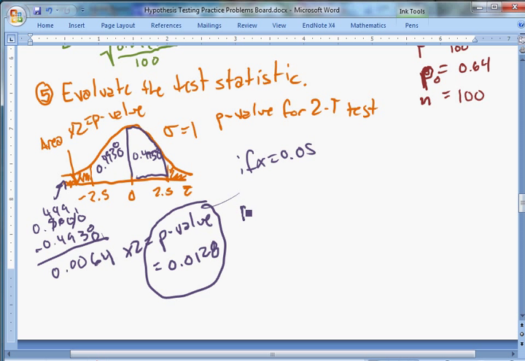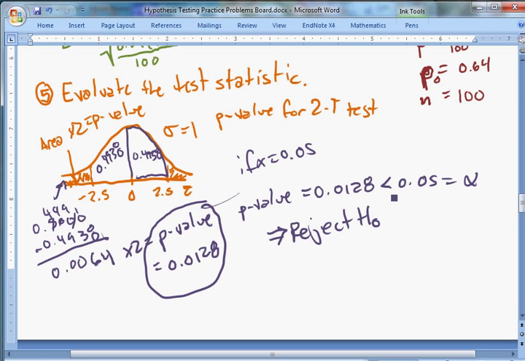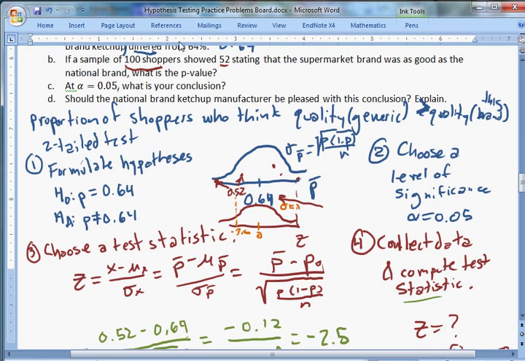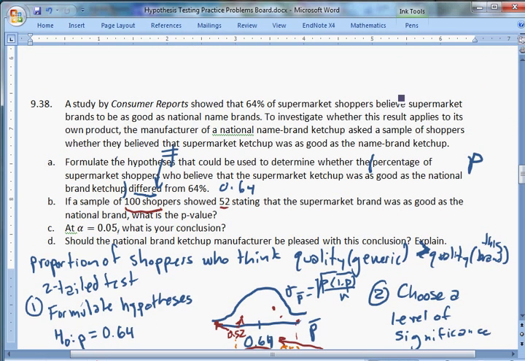So p-value equals 0.0128 is less than 0.05, which equals alpha. That implies that we reject the null. So we believe that it is not the case that the proportion of the population that believes that generics are just as good as this brand is the same as the general result. Part D, should the national brand ketchup manufacturer be pleased with this conclusion?